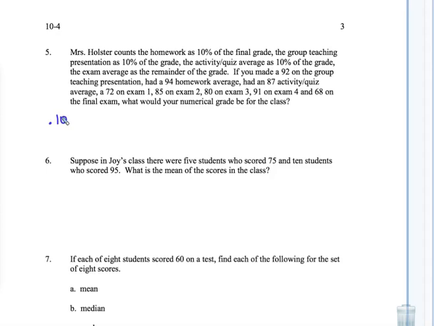And so 10% of my grade is homework. What was my homework average? Well, that was a 94. So I have to do 10% times a 94. Plus, the next part of my grade was the group teaching presentation. That was 10% as well. And what did I make on that? So a 92 on the group teaching presentation. All right, next thing is 10% is my activities and quiz average. So plus 10% times, what did I make on that? That's an 87.